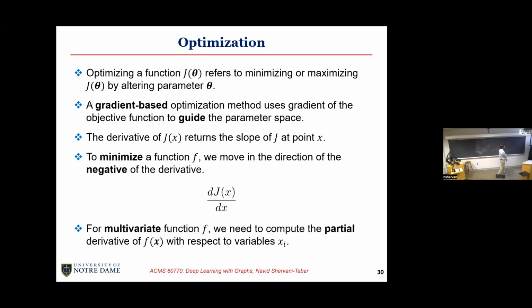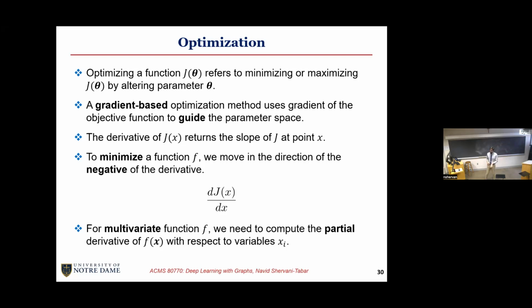So again, we want to minimize. We have some function J, which is a function of x. We compute its derivative, and we use its negative direction as our guide in the parameter space.